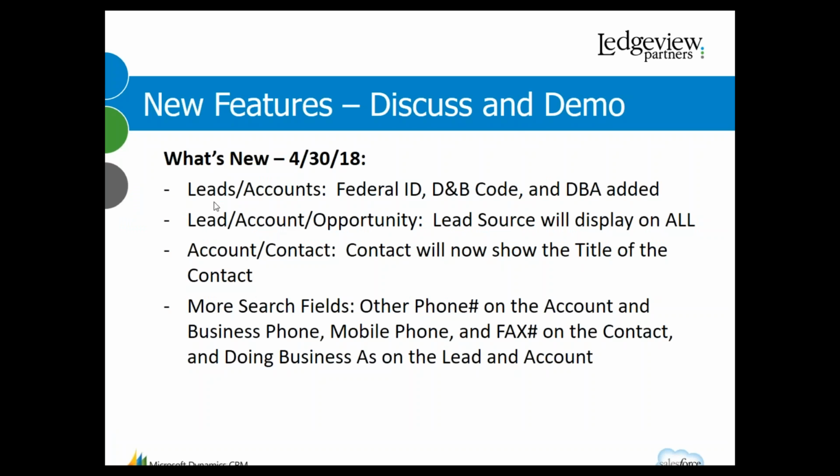We've added some fields to the lead and the account form. You're now able to enter a spot for the customer or the lead's federal ID, the D&B code, which would be the Dun & Bradstreet code if you're using that, and also DBA, a spot to record doing business as. So those are on leads and accounts, and obviously if you enter a lead and qualify that lead, that information will be brought over to the account automatically.